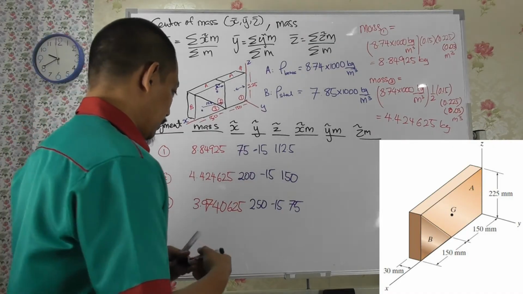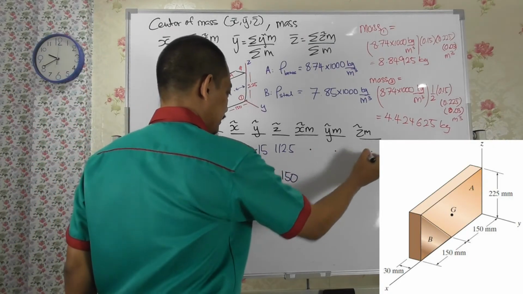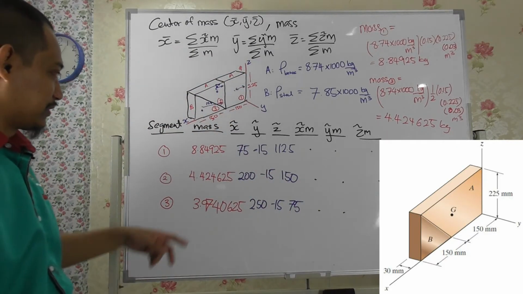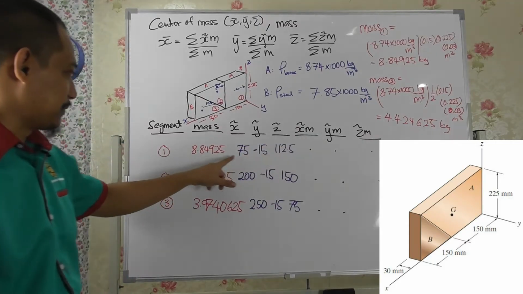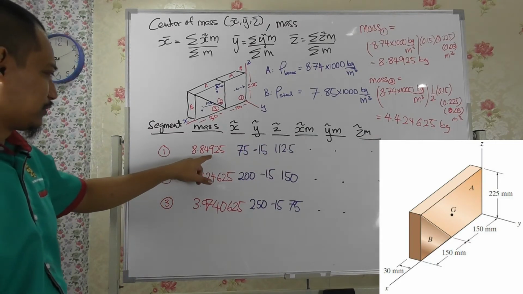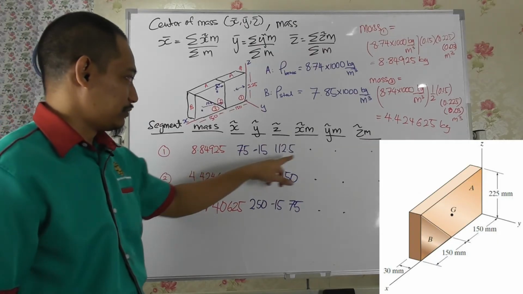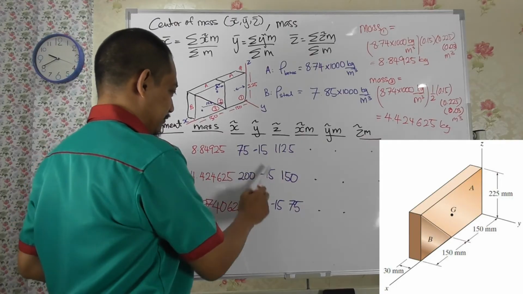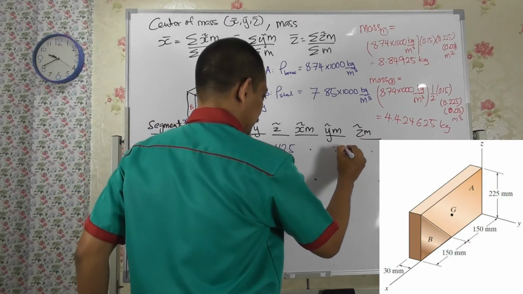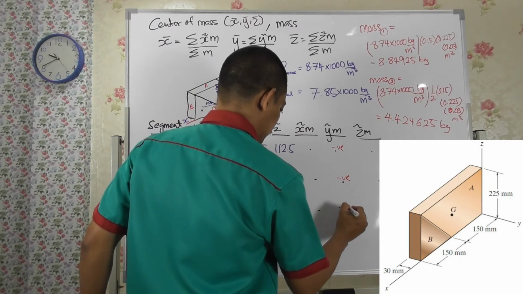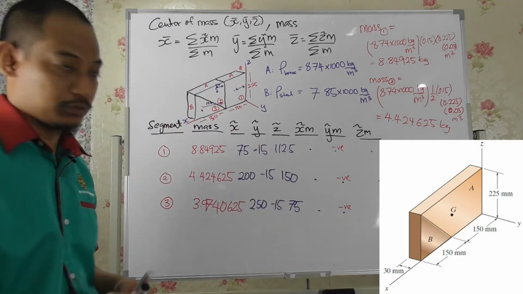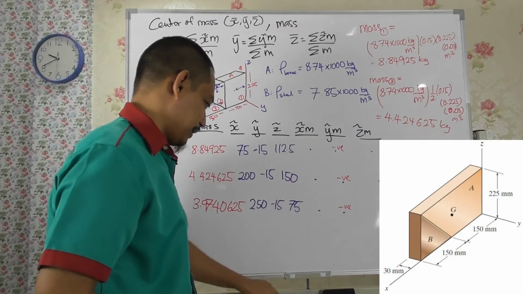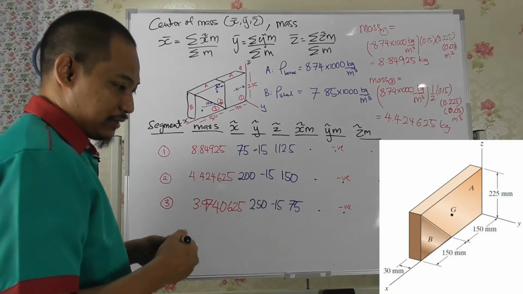So what will be this value here is just straight-away multiplication. For example, xm is just x multiplied by m. So 8.84925 multiplied by 75, you get this value here as well, etc. Remember that the negative y will produce a negative value here. The rest should be positive. So you can use your calculator and try to calculate. Let's check whether you have the same answer as mine and double check the values as well.